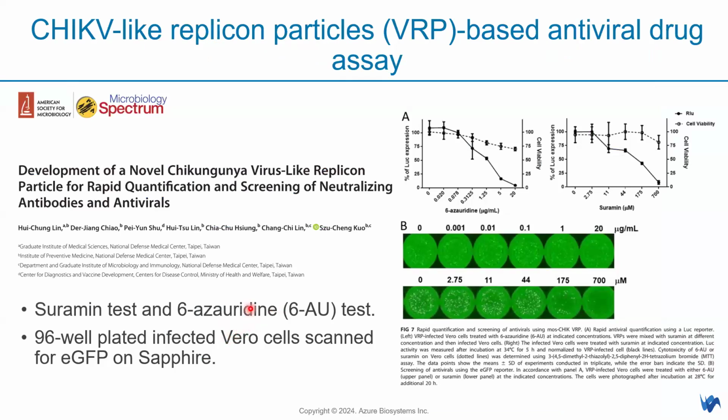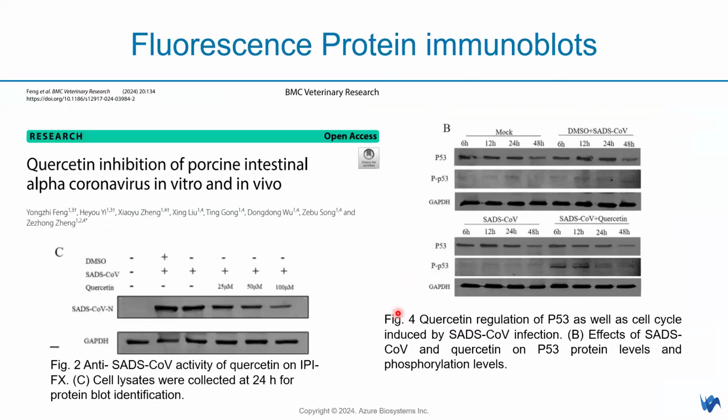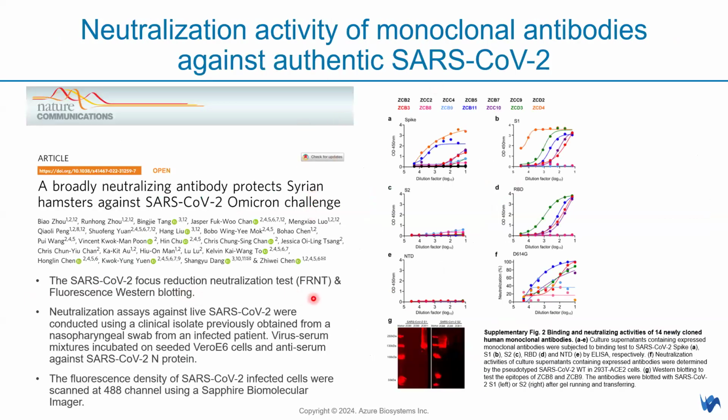Either something like an in-cell Western, which is looking at the reporters on the tested cell lines, or something like this, which is, what is that called? Focus reduction neutralization test. So these are the main applications in vaccine research that our Sapphire FL users utilize. Okay, right.